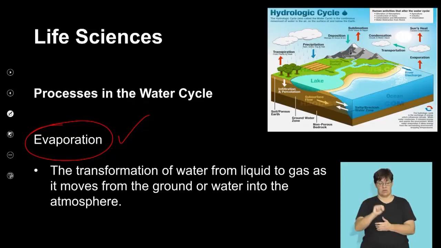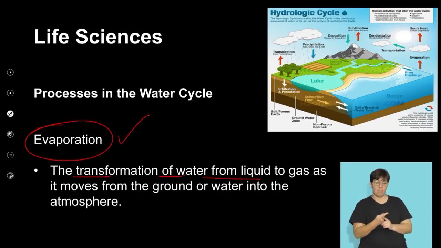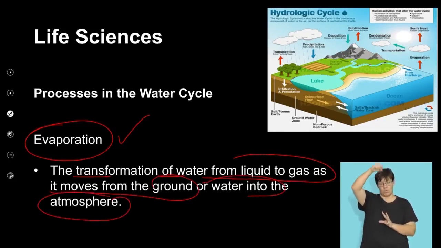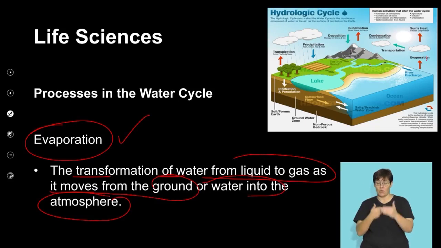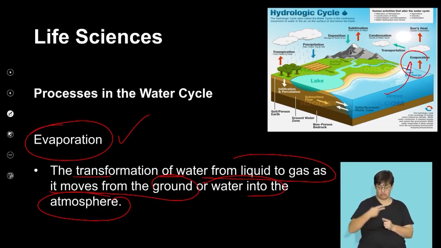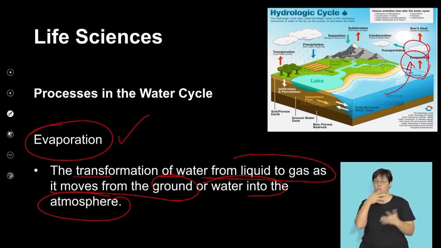So essentially the transformation of water from liquid to gas, it moves from the groundwater into the atmosphere, and we'll see that this process relies on energy from the sun, where the water now changes from a liquid state to a gas state and rises to form what we refer to as clouds and water vapor in the atmosphere.